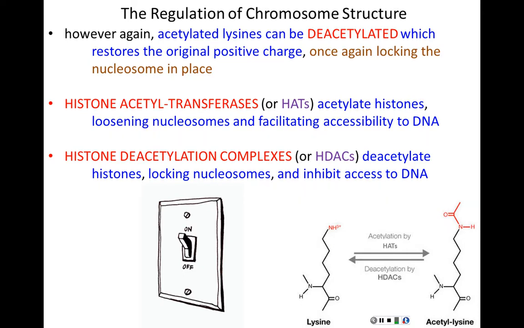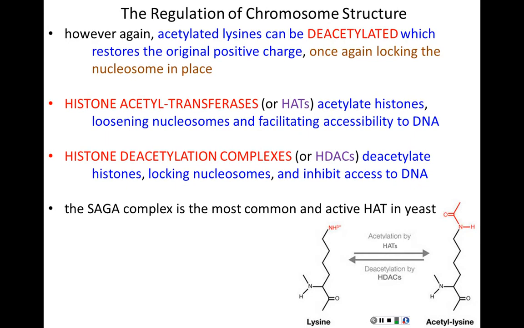You can use the analogy of a light switch. If you need access to DNA, you get your HATs in there. Acetylate all of those lysines, weaken all of those nucleosomes, get them movable, get access to that DNA. And once you're done with your process, you want that DNA locked up again, call in your HDACs. Your HDACs will remove all of those acetyl groups, restore all those positive charges, restore the stability of the nucleosome, cause the lysines to interact more favorably with the DNA, lock those nucleosomes in place. But that's not permanent. If later on you need access again, your HATs can come in and loosen all those nucleosomes, and then your HDACs can come in and tighten them up again. So truly a reversible system going between the two states as much as necessary.